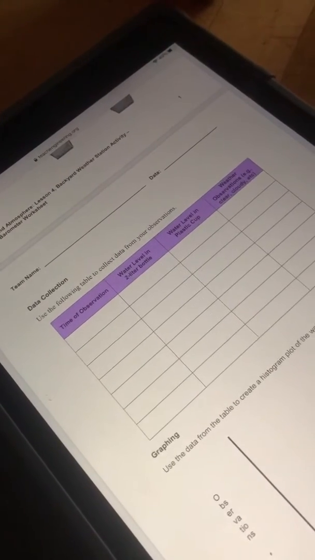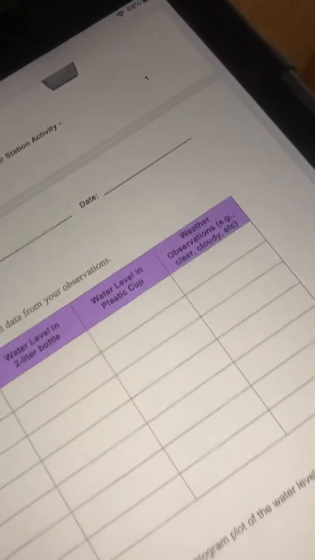The next one is water level in 2-liter bottle. Okay, so that's what that looks like. Now what does that mean? That means, is the water above or is it under the line? So you write, let's pretend the time, so it's 8 a.m. and it is above line.